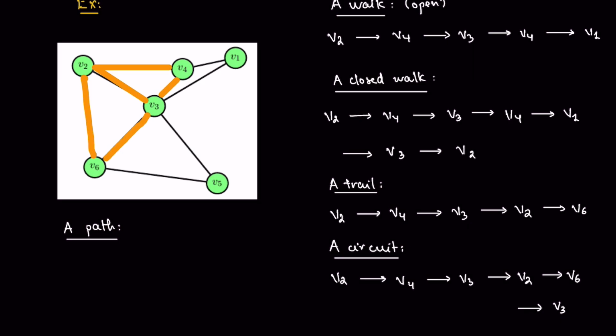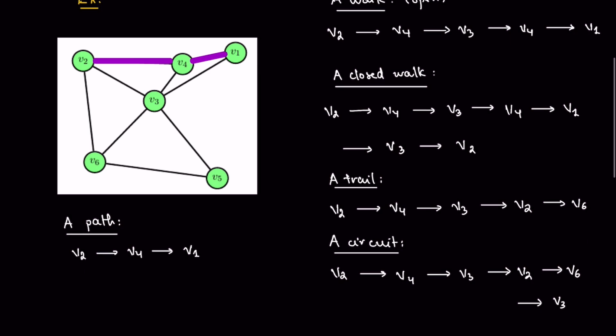Now for a path. So it's an open graph. Repeated vertex and repeated vertices are not allowed, and no repeated edge. So I can just go from V2 to V4 and to V1, and I have a path. So here I go from V2 to V4 and V4 to V1.